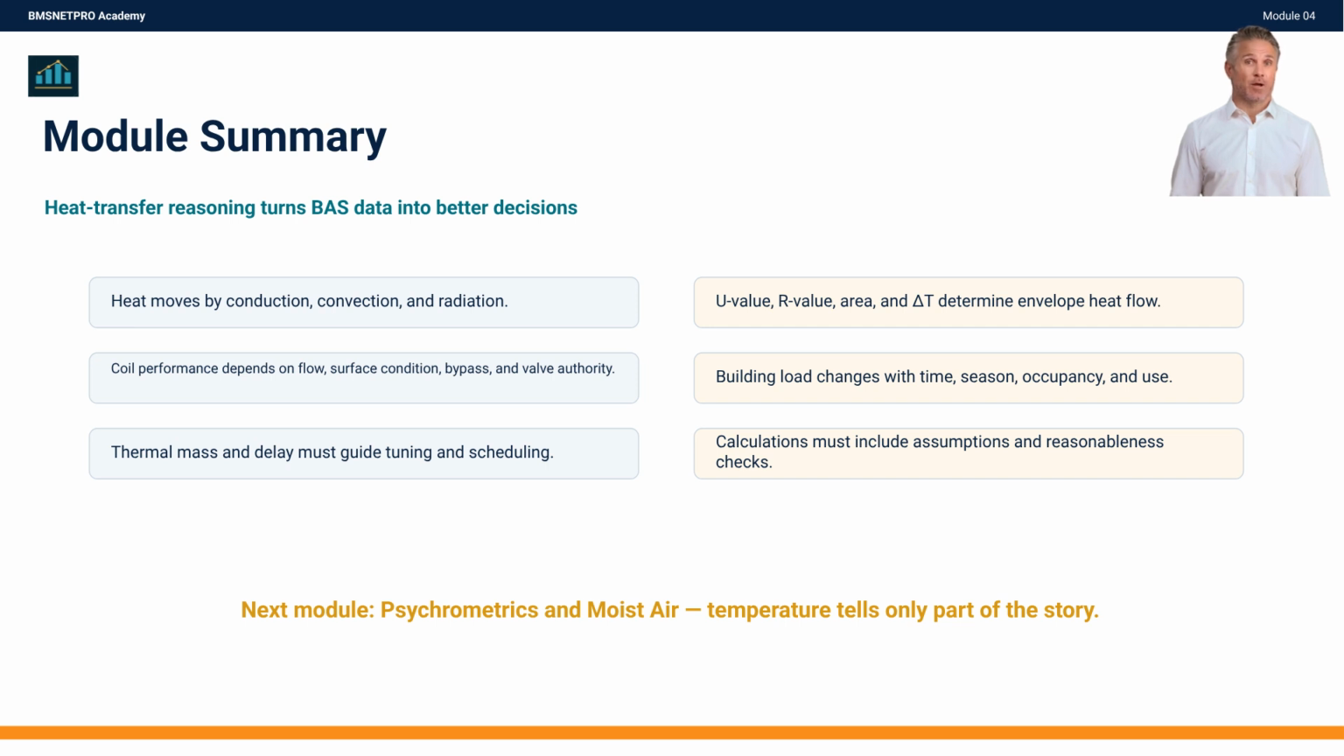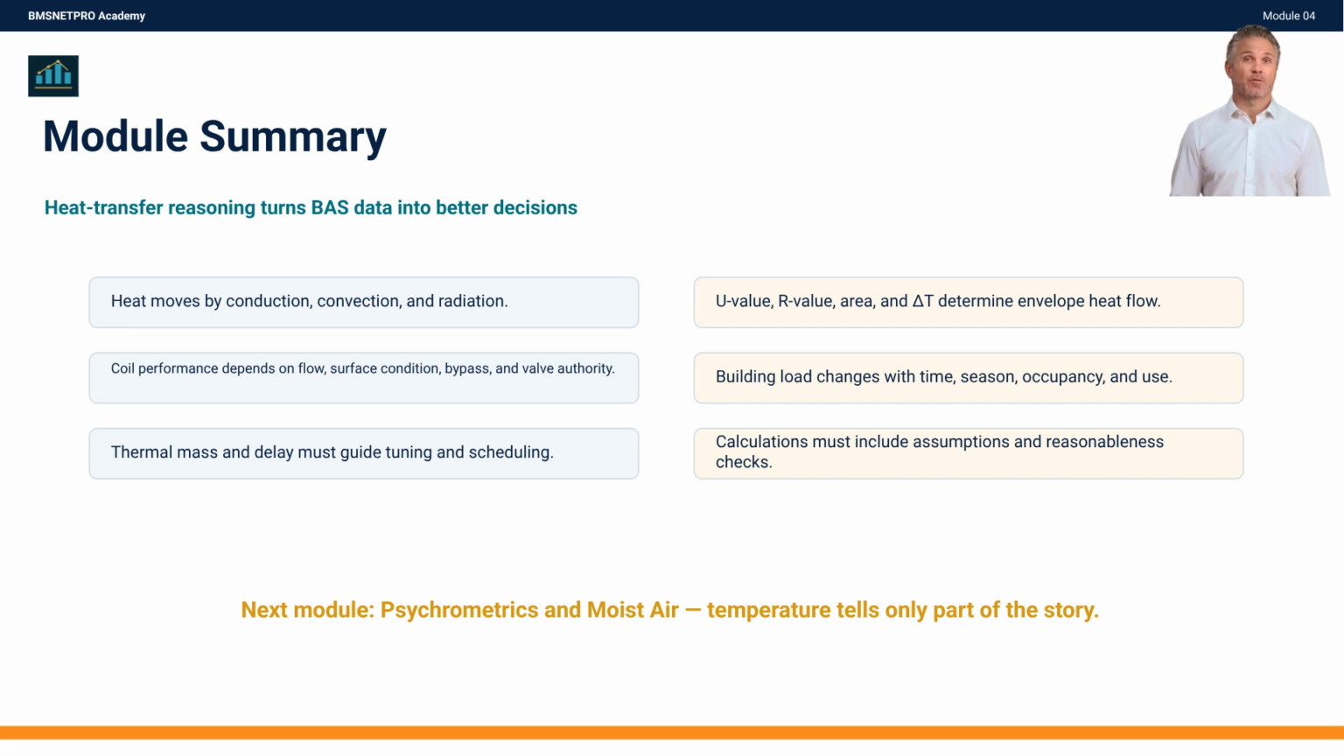Let us summarize Module 4. Heat moves by conduction, convection, and radiation. Envelope heat flow depends on U value, R value, area, and temperature difference. Coil performance depends on the full heat transfer path, including flow, surface condition, bypass, and valve authority. Building load changes with time, season, orientation, occupancy, and building use.